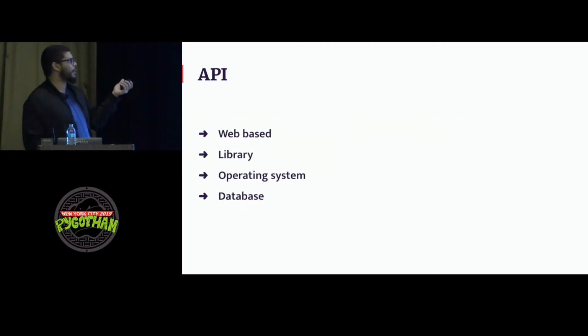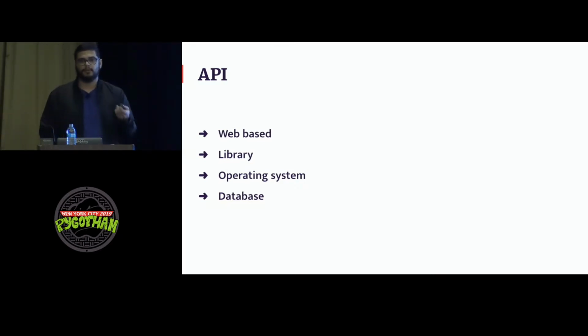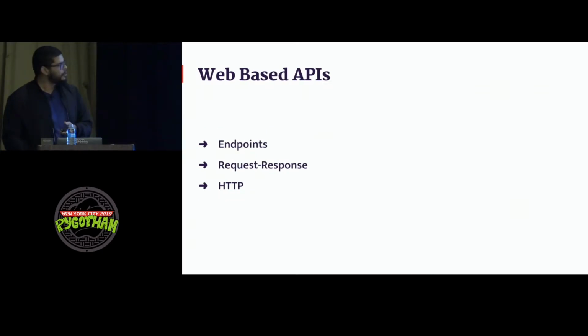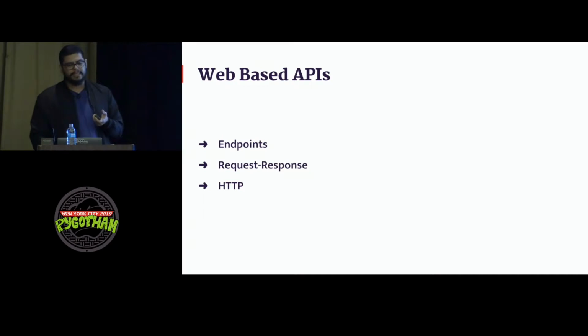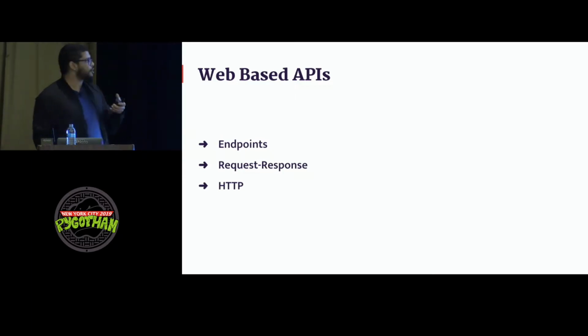API can be web-based, libraries, operating systems like POSIX, which exposes an API for programs to interact with the operating system, or databases. But in this talk, we'll be talking about web-based APIs. Web-based APIs are a programmatic interface made by a set of publicly exposed endpoints of a defined request-response system. It usually runs on an HTTP-based server.